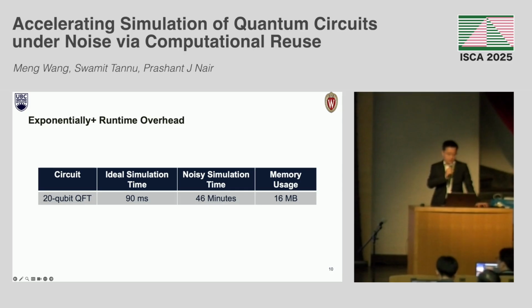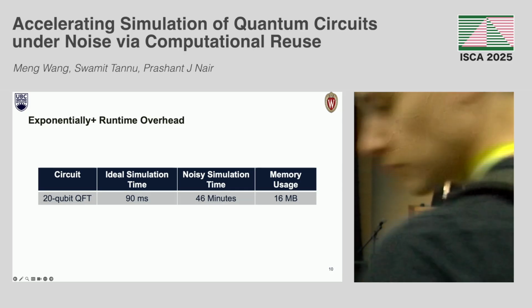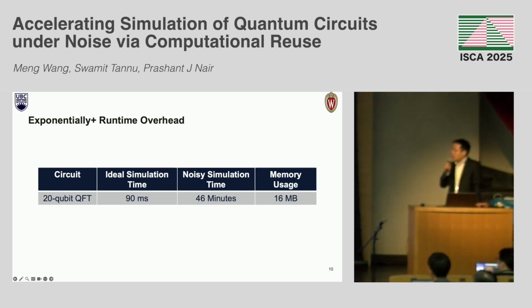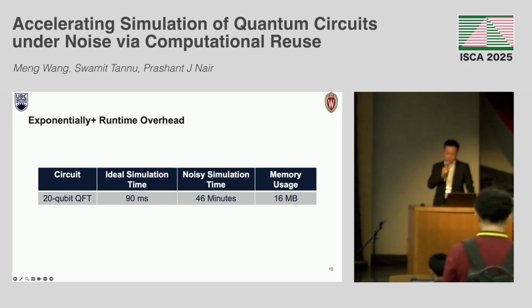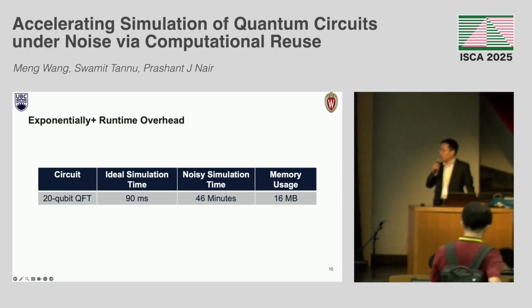For example, consider this 20-qubit quantum Fourier transform circuit. When we're running the ideal simulation, it only takes roughly 90 milliseconds to finish. It's pretty quick. But if we're running a noisy simulation with 32,000 shots, the runtime jumps all the way to 46 minutes. It's a huge increase, despite only using 16 megabytes of memory for each state vector.